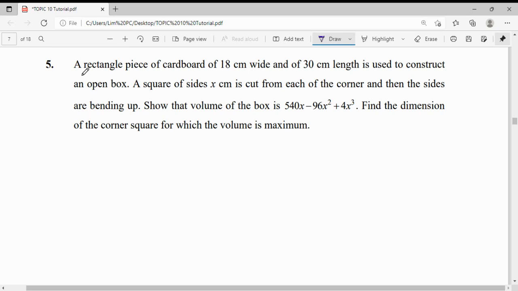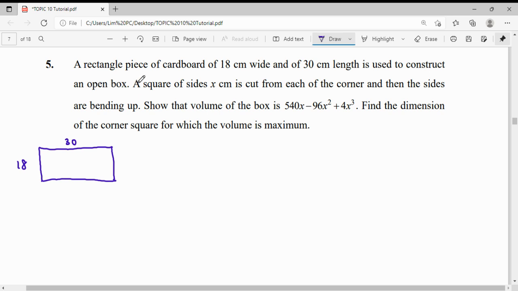For question 5, a rectangular piece of cardboard of 18 cm wide and 30 cm length is used to construct an open box. So we have a shape here, which is a rectangle, with the length 30 and 18 wide.